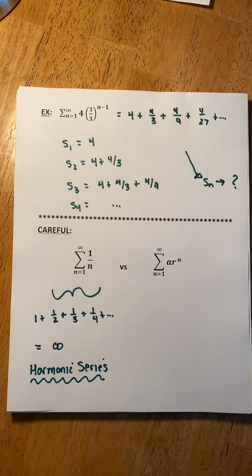So we want to be able to distinguish the difference. If n was 1, we'd get a times r plus ar squared plus ar cubed. So the common ratio would be r. They differ by a product of r each time. Right? And does this converge or diverge? Well, that's what we're going to look at next. This is called a geometric series.